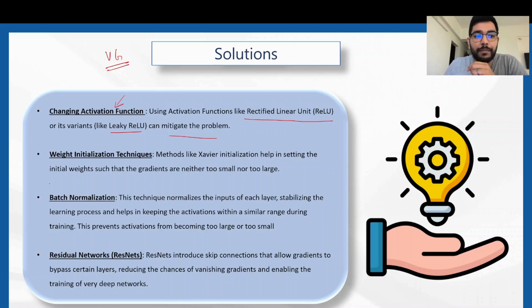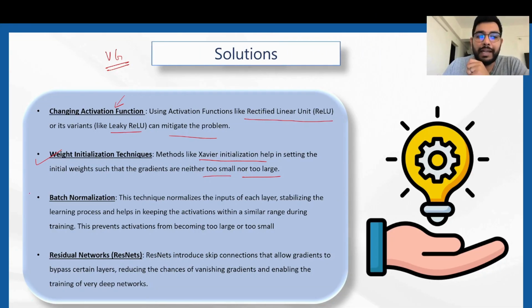So stay tuned. The second solution to the vanishing gradient problem is initializing the right weight. Since the first step in the gradient descent process is to randomly select and initialize the weight, if the weights are not initialized properly or we select very small values of the weight, the gradients are bound to become very small. So methods like Xavier initialization help in setting the right values of initial weights so that the gradients are neither too small nor too large.